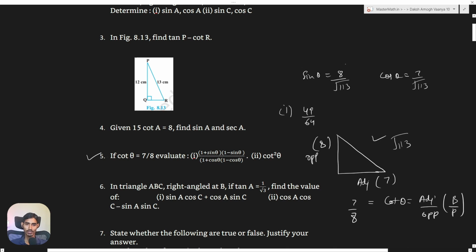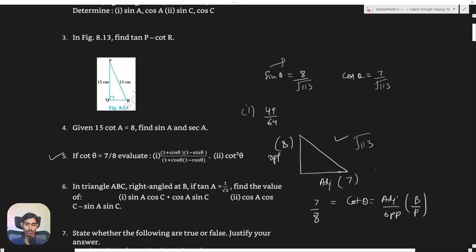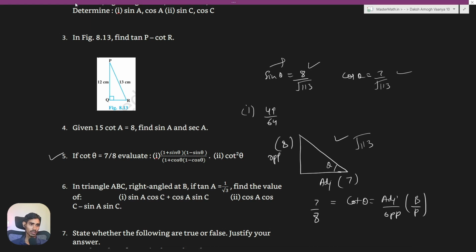And therefore, sine value, what is the sine formula, Naveen? Sir, opposite by hypotenuse. So what would that be? What is opposite here? 8, sir. 8 by root 113. Yes, root 113. And same goes for cos. Now, for those who did, it's good.